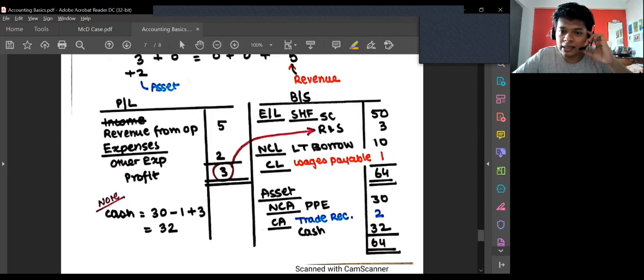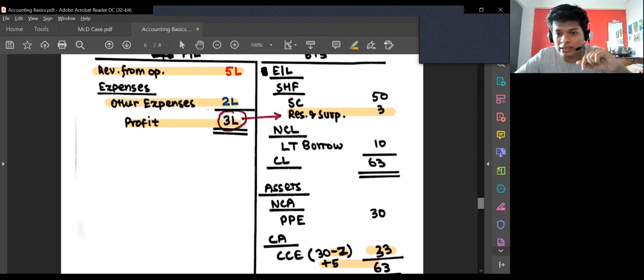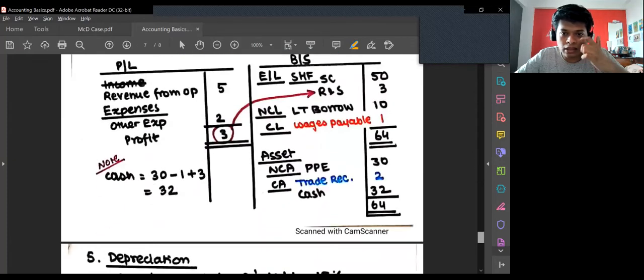Now you see the balance sheet changes a little bit and the total changes, but again it's matching. If I go back to the earlier balance sheet over here, you see it was 63, now it's 64, because my wages payable 1 lakh over here, and my trade receivables is 2 lakhs, and cash, earlier cash was 33. Now cash is 30 minus 1 plus 3, because I paid 1 lakh over here and received 3 lakhs. So 32 over here. Not confused, I hope. समझ आ रहा है?